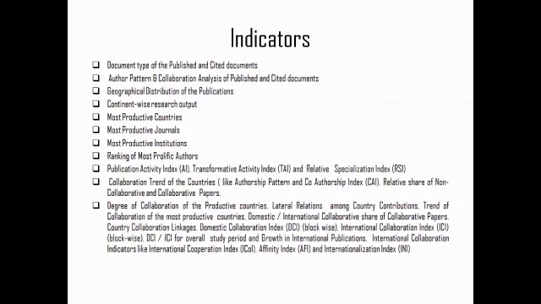I am going to explore in a different way what other scientometric indicators can be applied for our research work, like document type of the published and cited documents, authorship pattern and collaboration analysis of published and cited documents, geographical distribution of the publications, content-wise research output, continent-wise output, most productive countries, most productive journals, most productive institutions, ranking of most prolific authors, publication activity index, transformative activity index, relative specialization index, and collaboration trend of the countries, like authorship pattern and co-authorship pattern index, CAI, and relative growth index. Degree of collaboration, as you are very much aware, covers whether authors are single, double, or multiple authors, and the international collaborative share of authors: DCI, ICI, affinity index, and indicators like international cooperation index. All these different kinds of indicators can be applied in scientometric analysis.